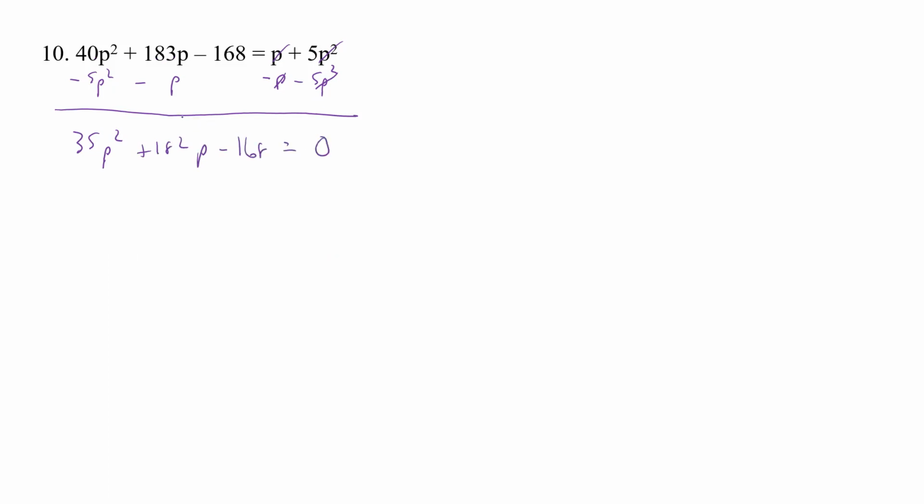All right, so what do we have here? Well, it looks like a big mess because now we have to factor, and there's nothing we can factor out. 35 is going to be, I'm hoping, 7p and 5p. For 168, that's going to be 1 and 168, 2 and 84, and 4 and 42.